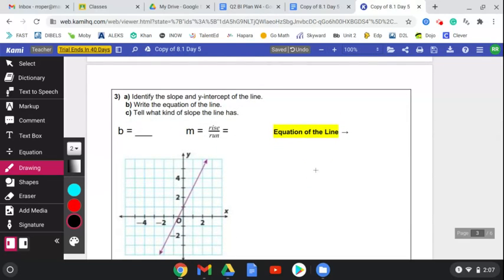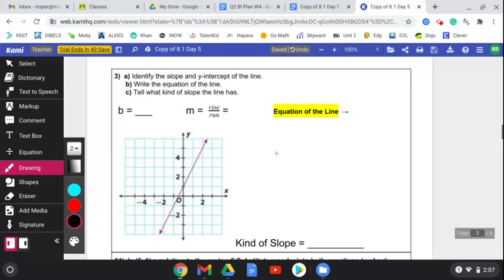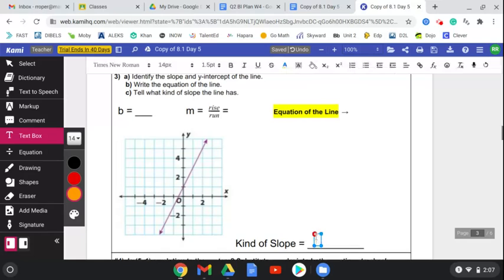Number 3, identify the slope and the y-intercept of the line. Write the equation of the line. Tell what kind of slope it has. Just by looking at this graph, you can already tell what kind of slope it has. If there's a guy right here and he walks the line, is he going to be walking uphill or downhill? Uphill, right? As read from left to right, this line is going uphill. If it goes uphill, that is positive slope. So you can go ahead and add your text box, and I'm going to type in positive.